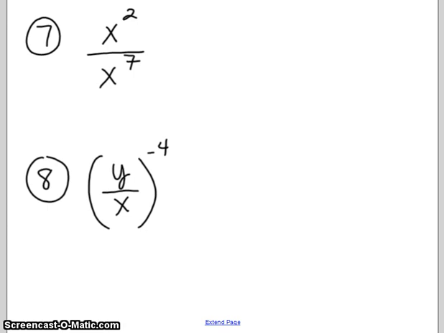Number 7. When you divide exponents with the same bases, you subtract them. So 2 minus 7. You get x to the negative 5, and the negative exponent rule tells us that we need to put it in the denominator and make it positive.